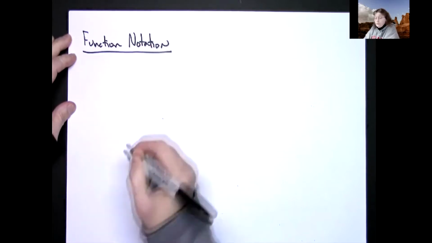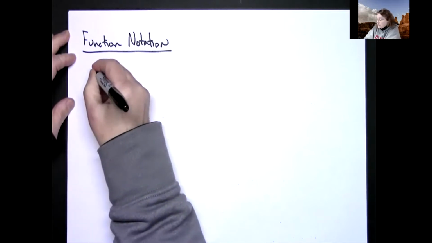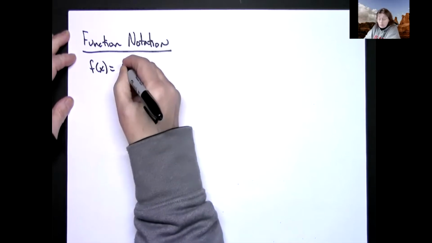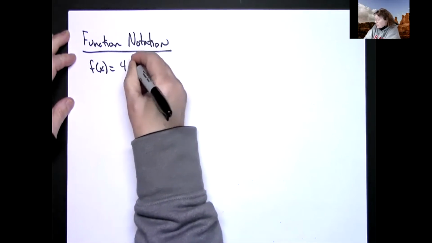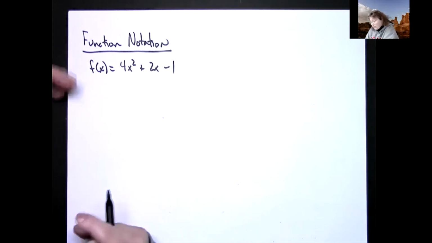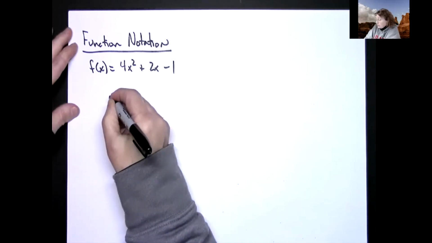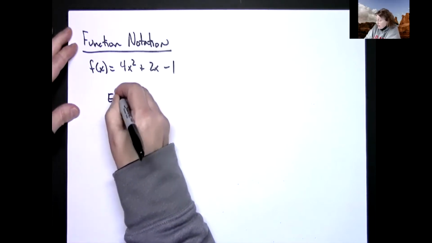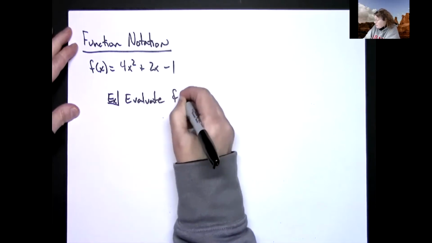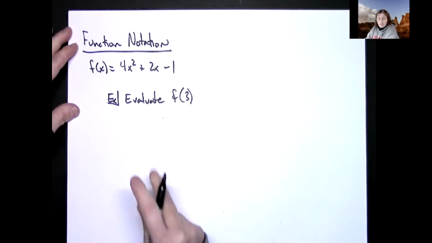Okay, so function notation just means it's that f of x thing that hangs out at the beginning. So if I did f of x equals, let's do something really small so we can do the math in our head, 4x squared plus 2x minus 1. If I looked at this in terms of function notation, and then I asked you to evaluate, let's again keep the numbers pretty small here, f of 3. All right, so hopefully you remember this.